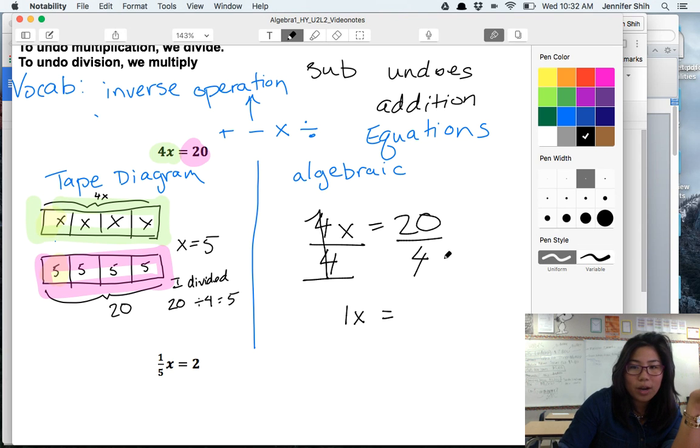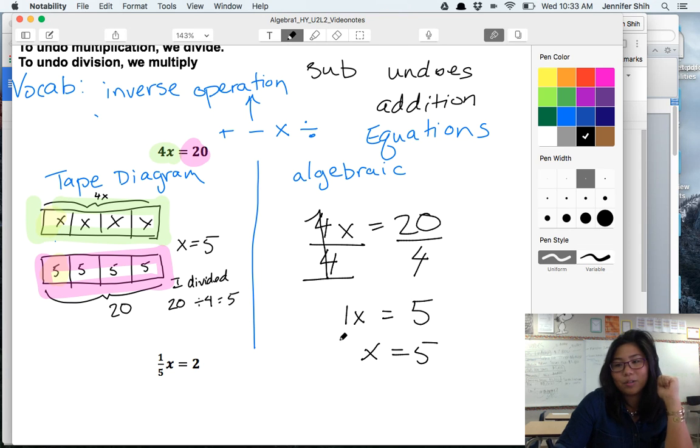Then I do 20 divided by 4. If you need to punch this in your calculator, that's okay. Punch in 20 divided by 4. You're going to get 5. We came up with the same answer. X is equal to 5 and x is equal to 5.